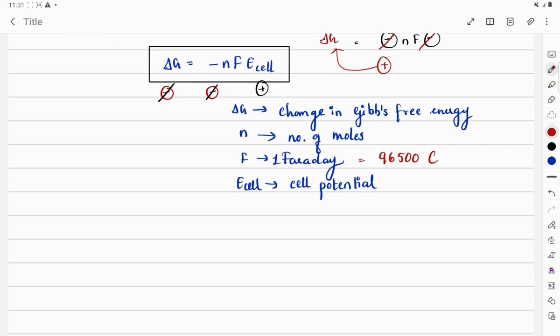And one more thing to be noted: this is the number of moles of what? This is the number of moles of electrons. Or more accurately, you can write it as the number of electrons involved. That is the perfect way to write it.